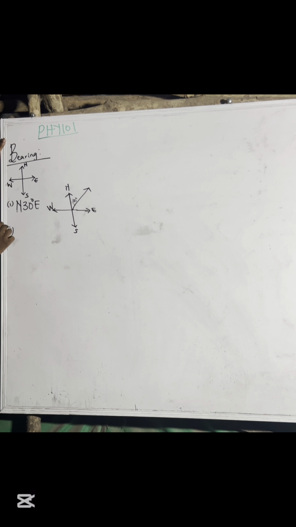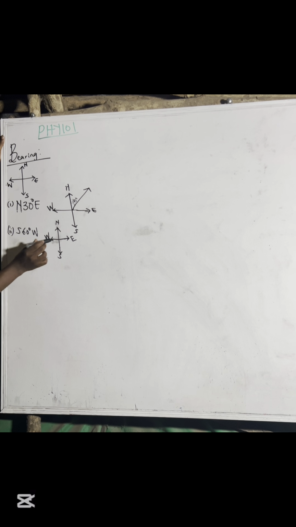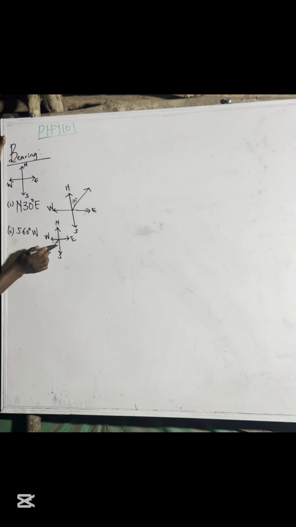Also guys, if it was, let's say, south 60 degree west, you also draw the 4 cardinal points. This is the north, south, east, west. They say south 60 degree west. That simply means the angle is between south and west. But they say south 60 degrees. This means that after south is 60 degree.